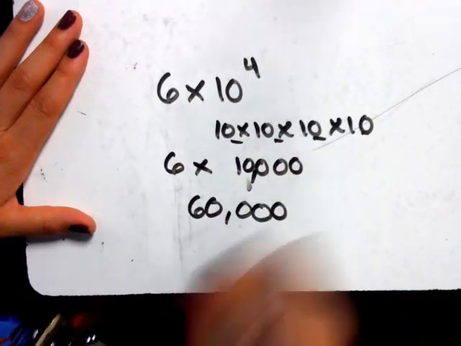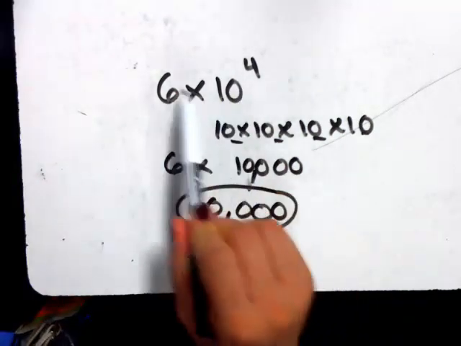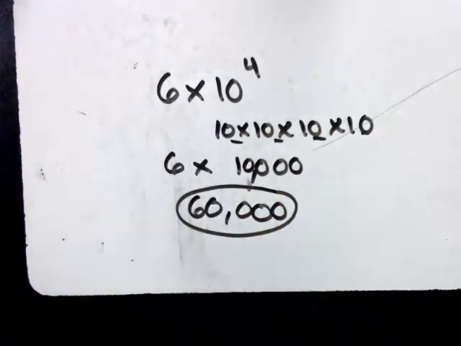So that is all you're doing, sweetheart. Just make sure you figure out how much the exponent is, multiply it by the whole number, and you're going to get your answer, okay?